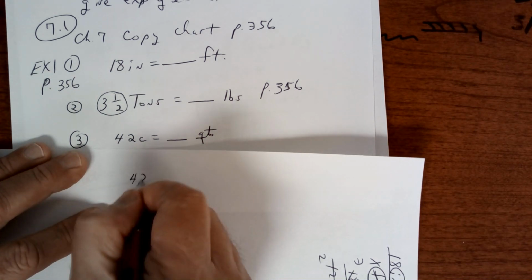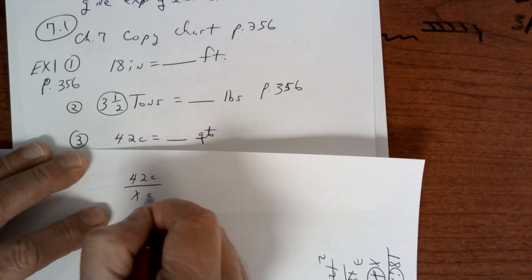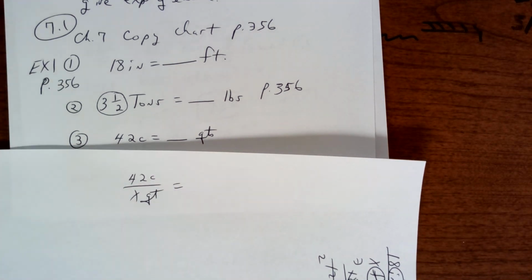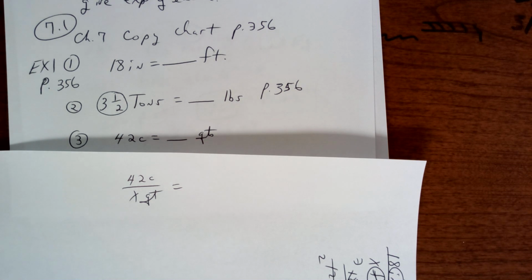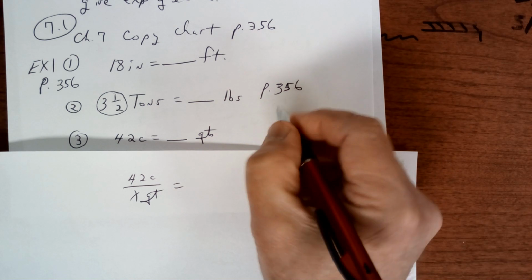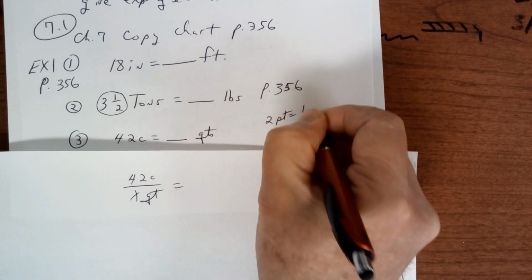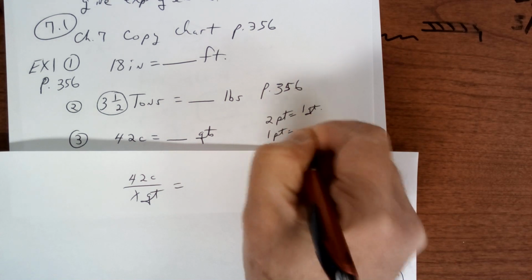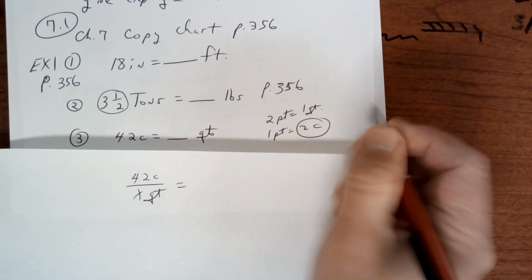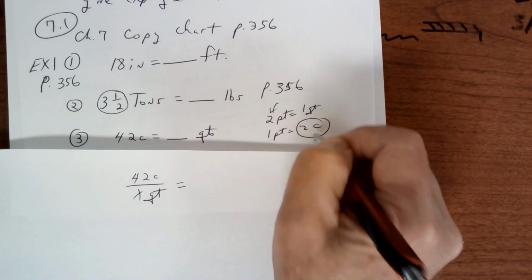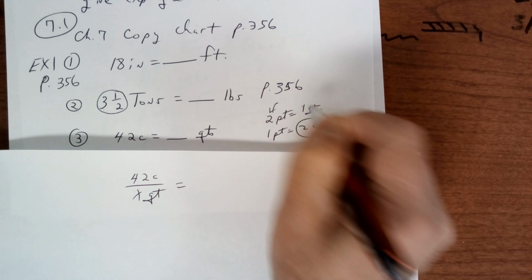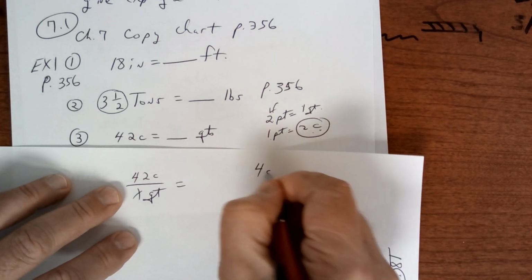42 cups equals how many quarts? Well, we got to know how many cups make up a quart. So we're going to look at the conversion table. And it says right here that 2 pints equal 1 quart. So 2 pints equals 1 quart, but 1 pint is equal to 2 cups. So here you got 2 pints, and each pint is worth 2 cups. So that's 4 cups is 1 quart. So write that down. 4 cups equals 1 quart.